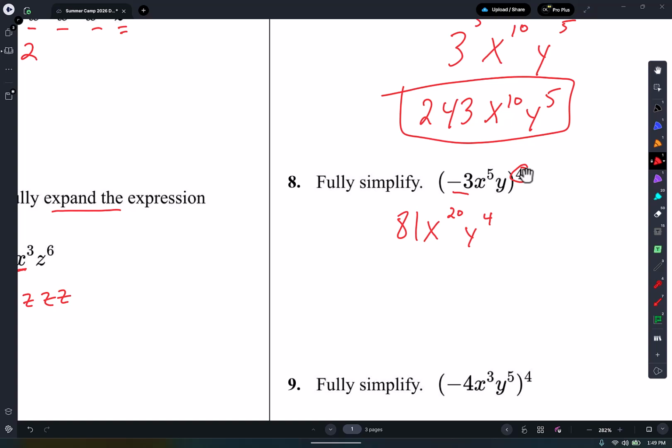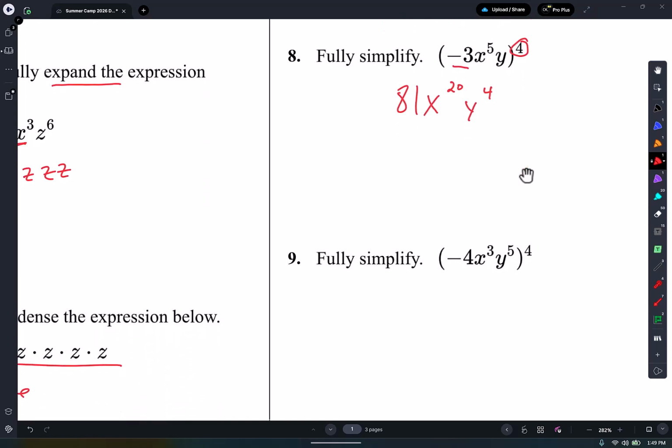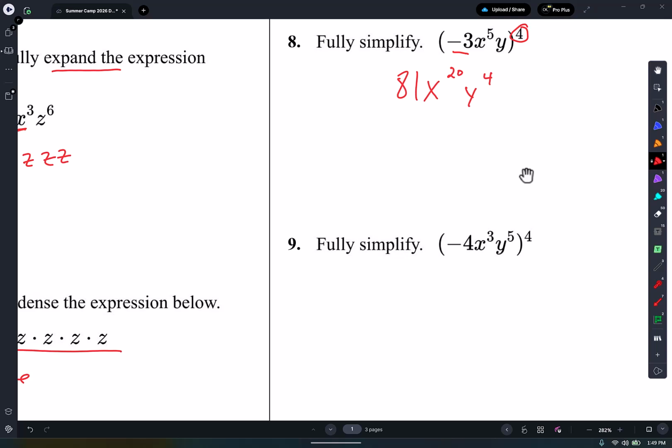Look at you guys being beasts. Were you guys this beast when you were in Algebra 1? Yes, we were. Heck yeah, you were. Well, and if we weren't, we're beasts now.